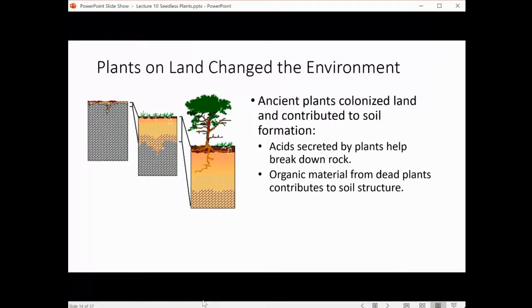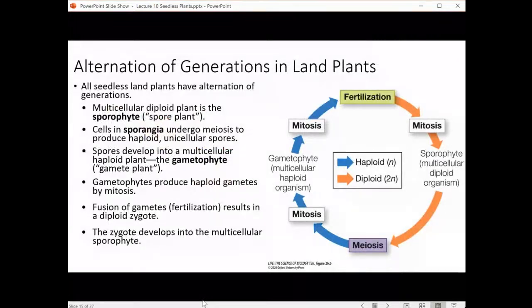Some of the ways that they do it, there are acidic compounds that are secreted by plants, particularly by roots. That's going to help break down rock. And when you break down rock, what does rock become over long periods of time? Soil, right? The basis of soil. And then what else is in soil? Organic material. A lot of that organic material is going to come from all the plants that existed before and those being broken down.